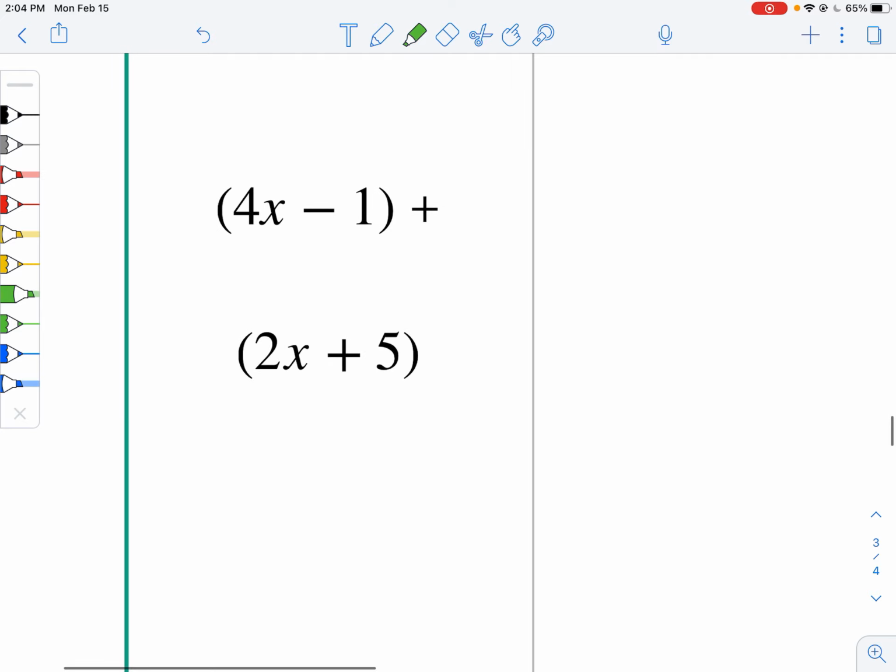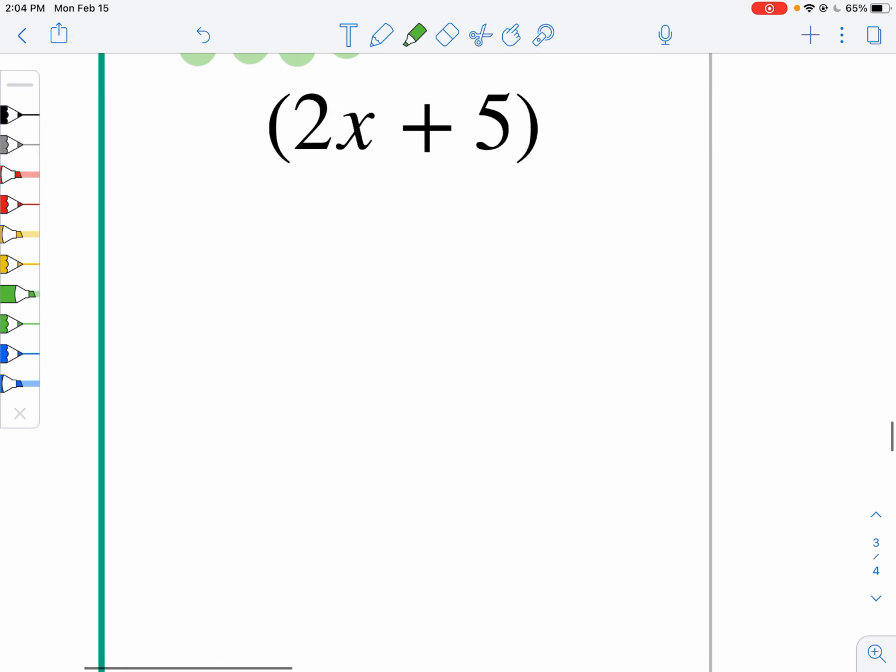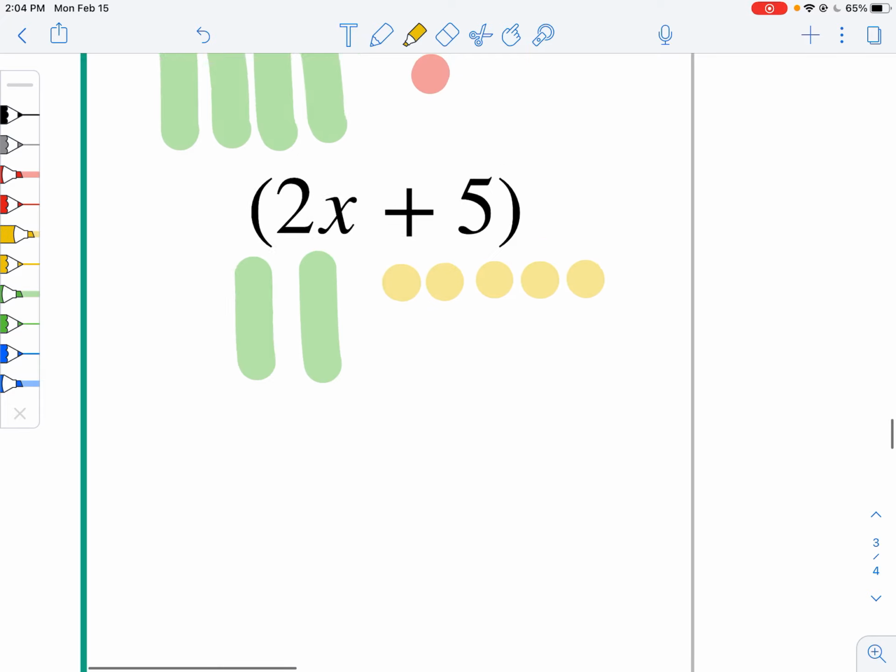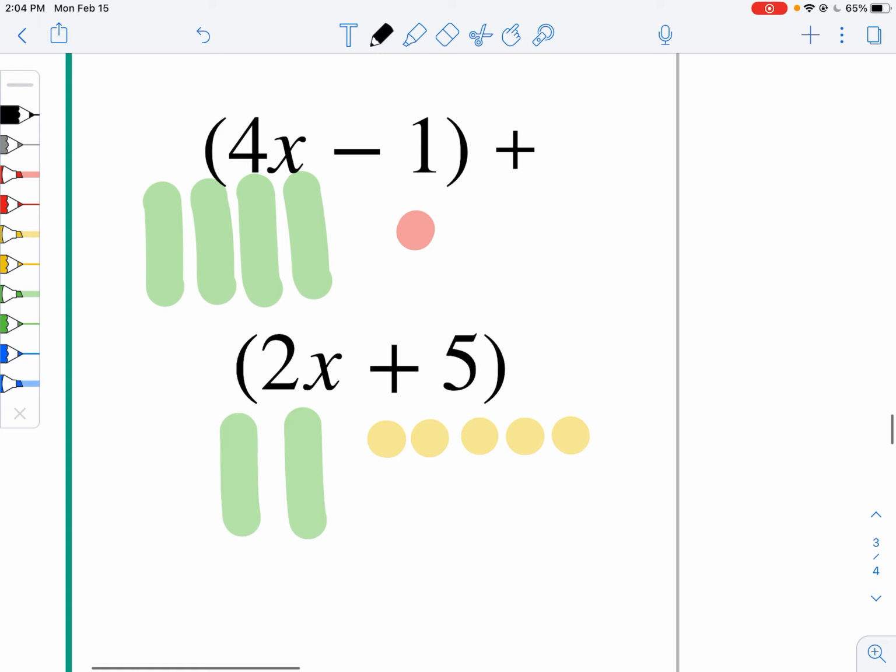First, we'll need 4 x tiles, that gives us 1, 2, 3, 4, and minus 1 tile, so a red small square. And then we need 2 x tiles, so there are 2 of them right there, and 5 1 tiles: 1, 2, 3, 4, 5. If it helps, you can also write in what these stand for. This is x, x, x, x, giving us 4 x's and a minus 1, and then 2 x's, and then 1, 1, 1, 1, 1, that's 5.